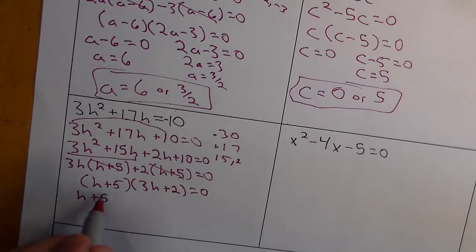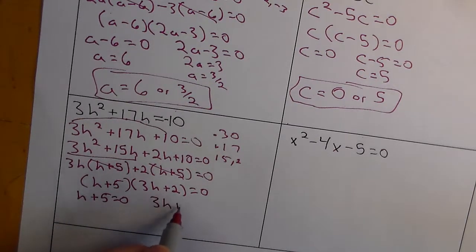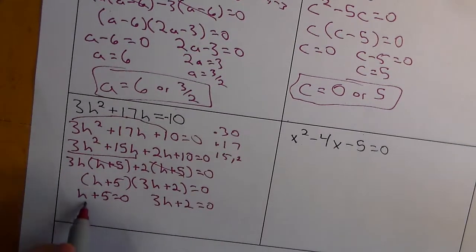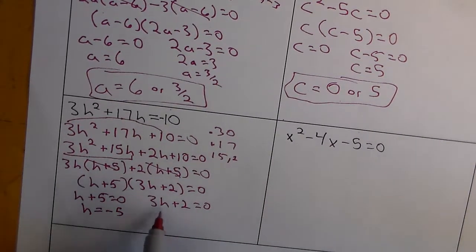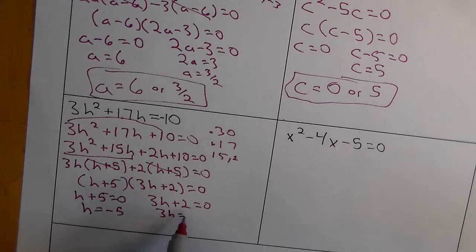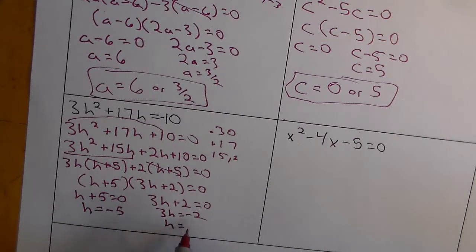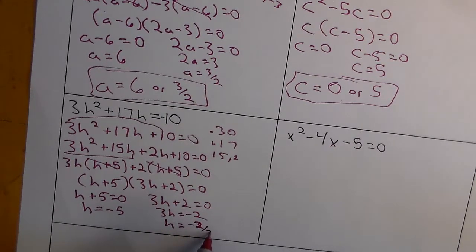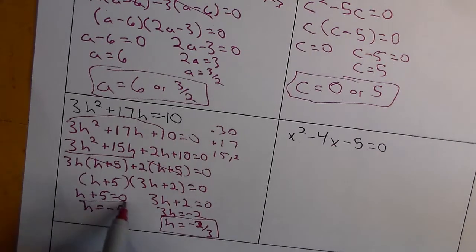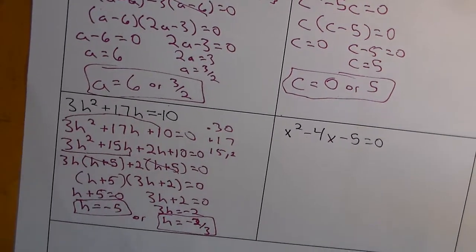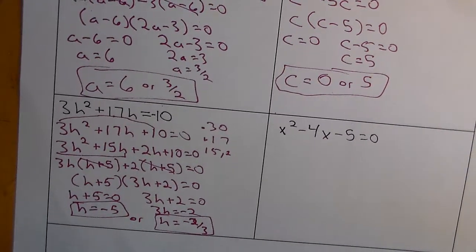So we set h plus 5 equal to 0 and 3h plus 2 equal to 0. H is negative 5 from the left one. The right side, we're going to go 3h equals negative 2, and h is negative 2/3. So negative 5 or negative 2/3.